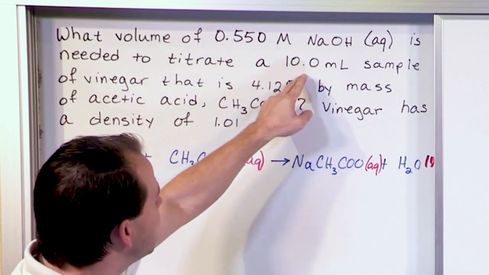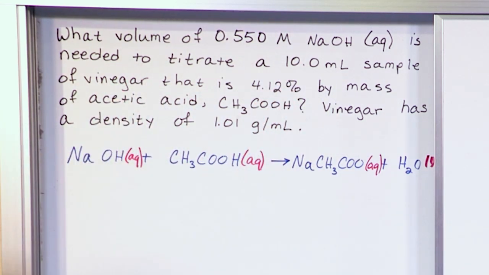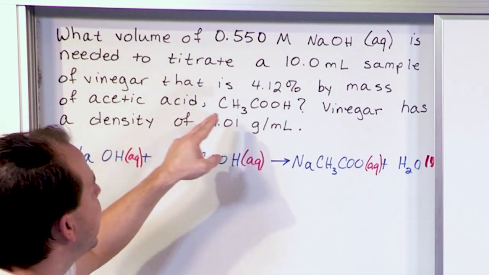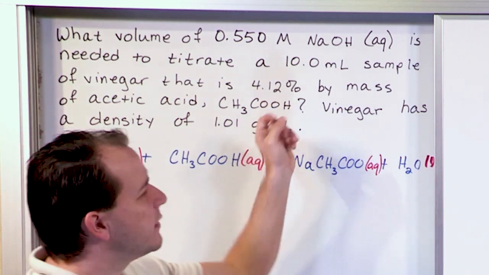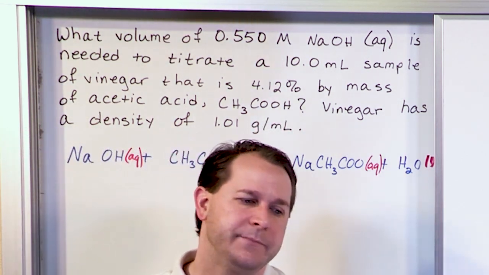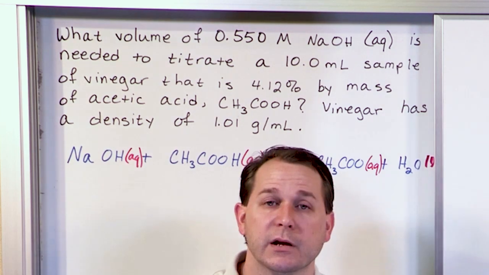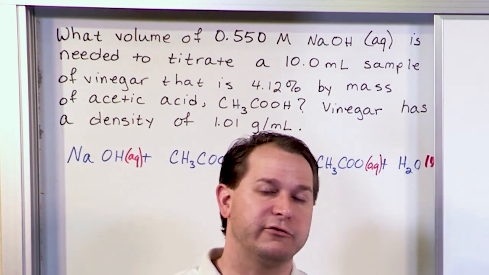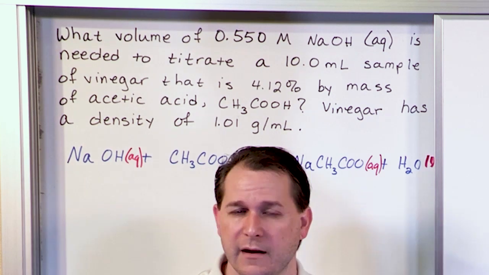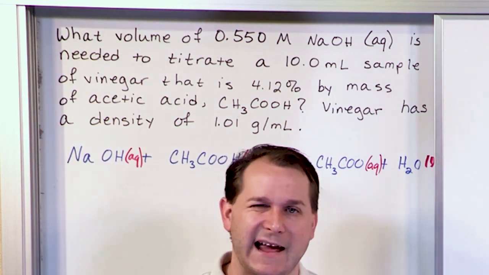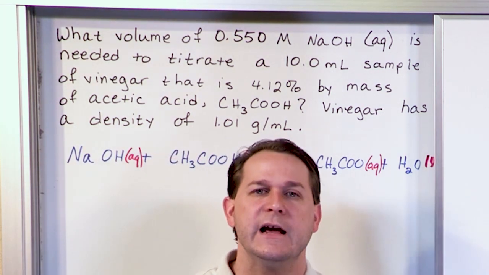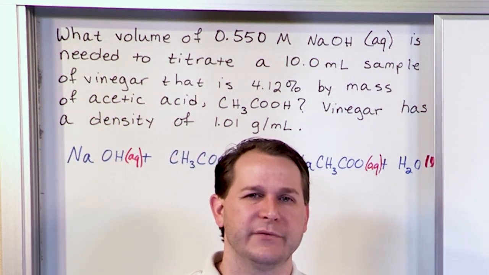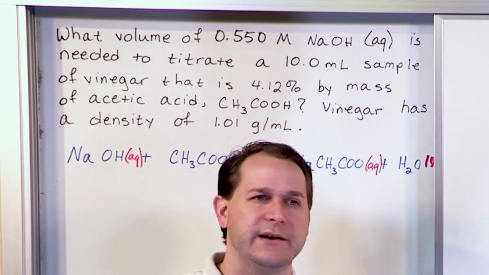We're told we have a 10 milliliter sample of this vinegar, which is acetic acid solution. We're told that this solution is 4.12% by mass of acetic acid. And by the way, this number, 4.12%, means that it's in terms of mass, so for every 100 grams of this solution in a beaker I have, only 4.12 grams of it is actually going to be acetic acid. It's kind of a way of telling you the concentration of that acid without giving you the molarity.